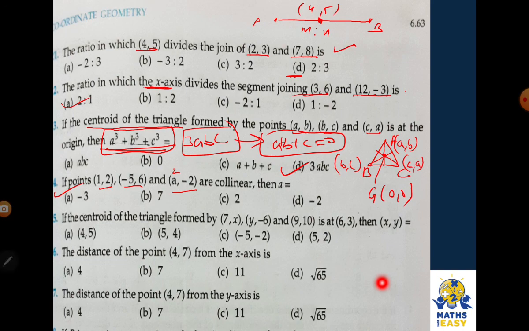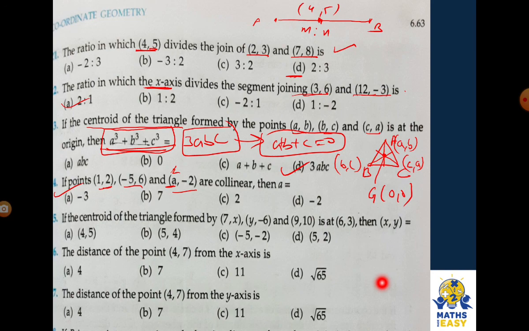Now if no point is given and you have to find something, like it will be x, it will be lambda, it will be A, then you have to apply only the area of a triangle and it should be 0. If the points are collinear, the area will be 0. That formula you have to apply here and you can find that the points are collinear.